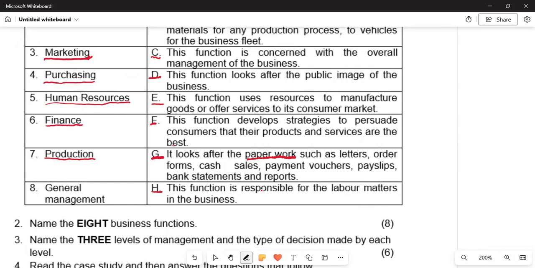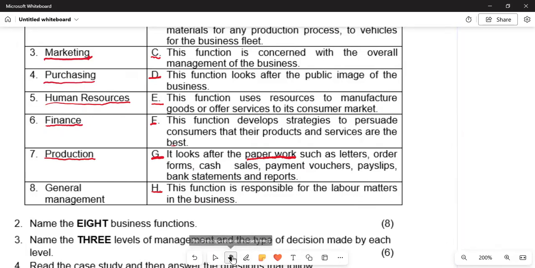Now the other question says, name the 8 business functions. Like we said, the 8 functions that we can talk about are administration, financing, marketing, purchasing, human resource, finance, production, general management. Those are the answers as we have talked about.